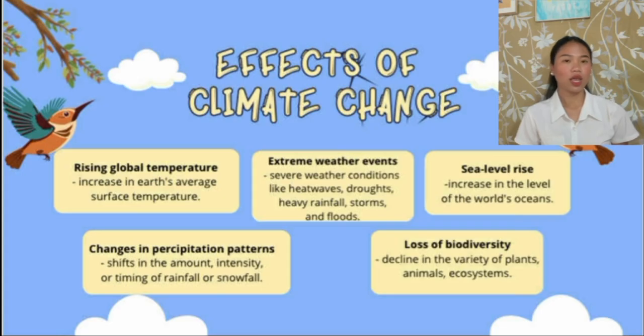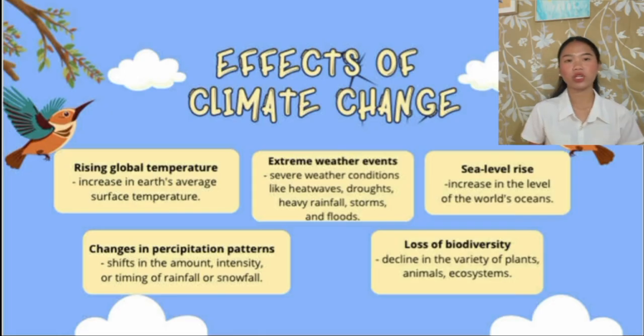So the first one is rising global temperature. Increase in Earth's average surface temperature. So when we say increase in the Earth's average surface temperature, ma-experience ni siya natong hotter summer and colder winter. Kabantay mo nga ang summer karon is grabe jud siya kainit. The next one is extreme weather events. Severe weather conditions like heat waves, droughts, heavy rainfall, storms and floods. So the impact in this is damage to infrastructure, loss of life, displacement.